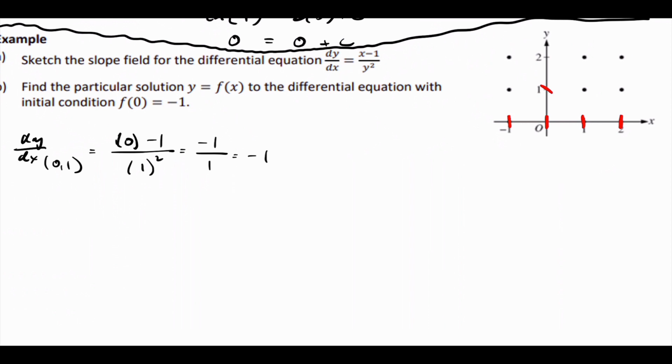Okay. Let's go here, 1, 1. 1, 1, I get 0 over 1. 0 over 1 is 0. We know a 0 slope looks like that. Is there anywhere else that would have a 0 slope? When am I going to always have a 0 slope for this guy? When x equals 1. When x equals 1, that'll give me 0 on top. 0 on top means 0. That guy too.